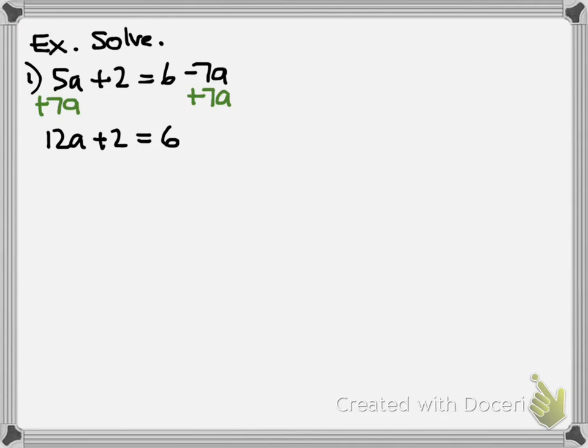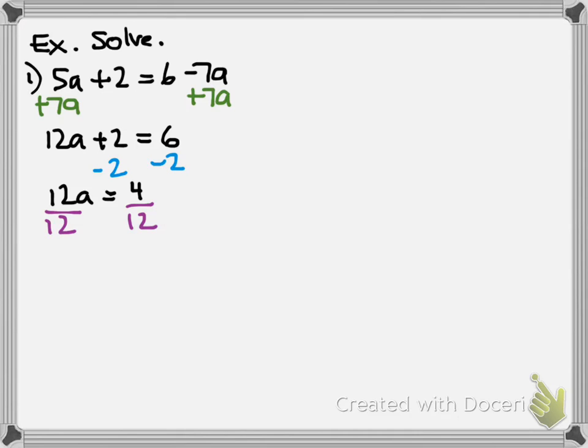Okay? And then the next step, Bianca? Subtract 2 from both sides. Very good. I'm going to subtract 2 from both sides, and that gives me 12a equals 4. Okay? And then next step, Savannah? You do inverse operations to get the variable, so you would divide by 12. We're going to divide by 12 on both sides.